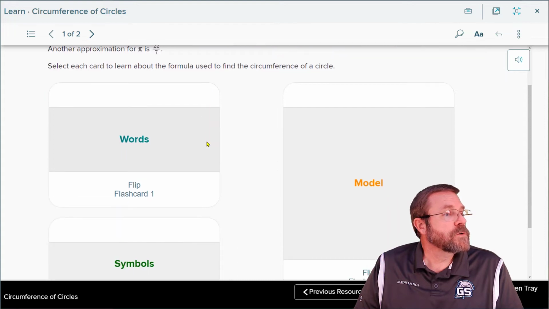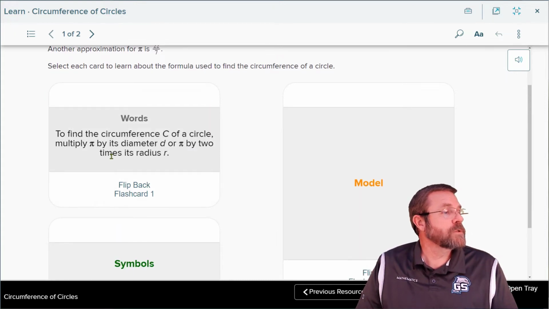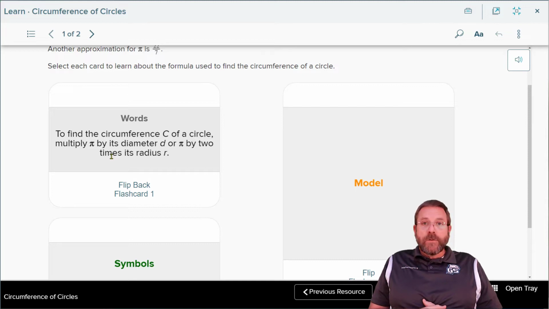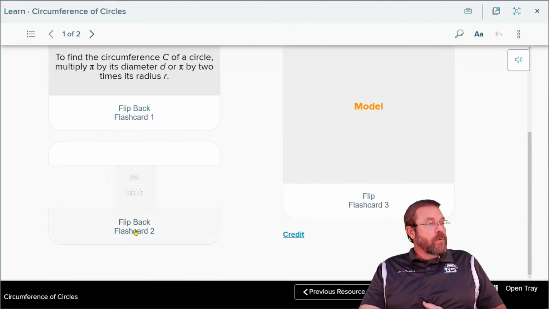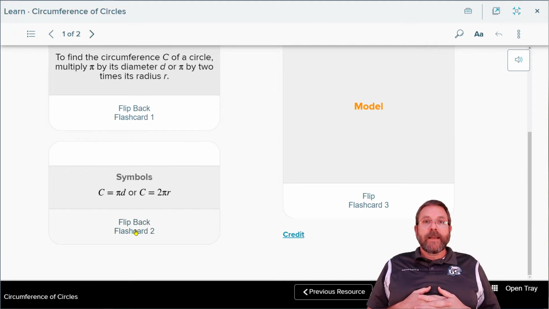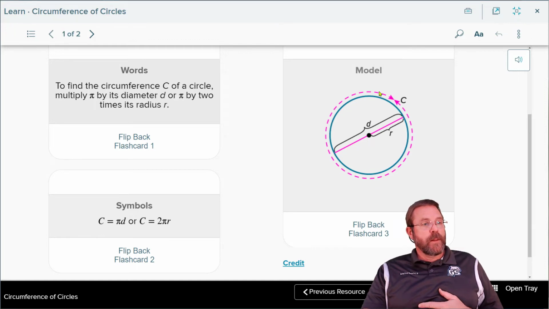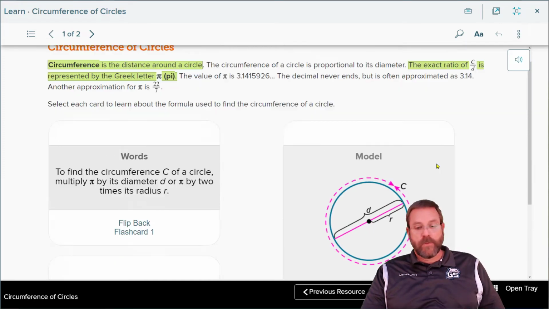Now we're going to select some cards to learn what happens. So first off, in words, to find the circumference of a circle, we're going to multiply pi by its diameter, or pi by 2 times its radius. With symbols, we could say that circumference is equal to pi times the diameter, or circumference is equal to 2 times pi times the radius. And then actually modeling it, we could see that the circumference, your pink line here, is going to be, you've got your diameter here, so it's either going to be 2 times pi times the radius, or it's going to be pi times the entire diameter.